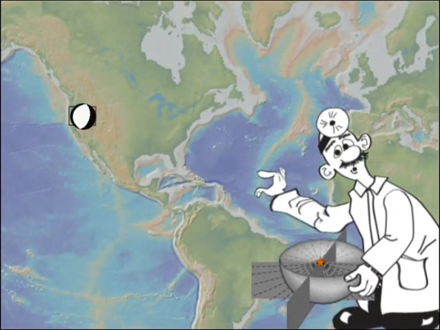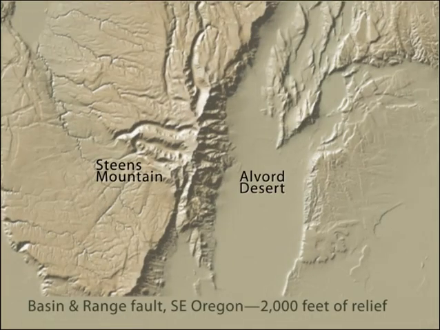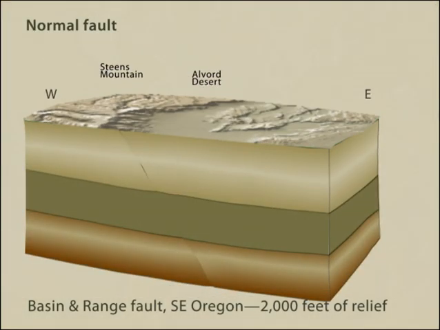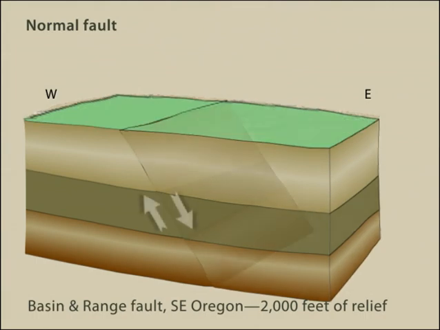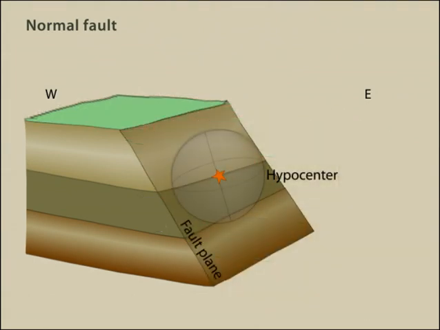Now let's look at the pattern of compressions and dilatations that result from an earthquake on a normal fault, like on the east side of Steens Mountains in the Basin and Range Province. The block on the east side of this fault has dropped down with respect to the block on the west.